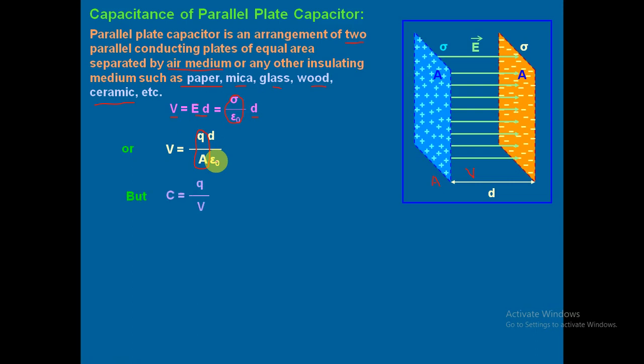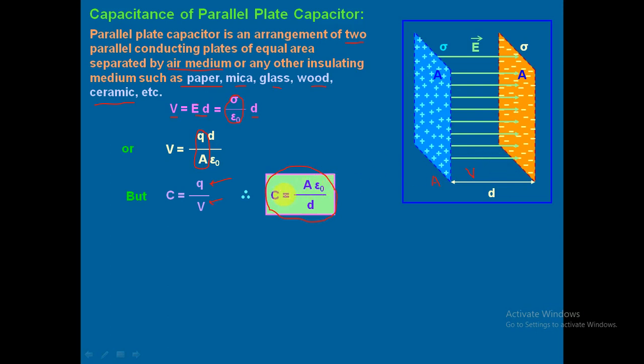But capacitance is charge per unit potential, which we have calculated here. So we'll substitute this value, and you will get the expression of the capacitance. When you substitute V, that is Q d over A epsilon naught, Q will get cancelled, and you will get A epsilon naught over d. So this is the capacitance of a parallel plate capacitor when there is no medium between the plates, or air is the medium between the two plates.